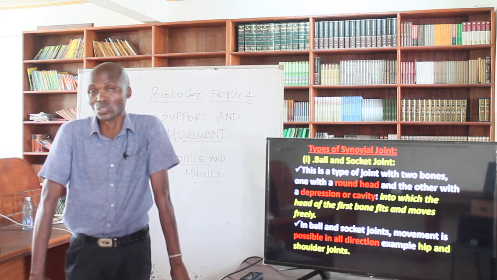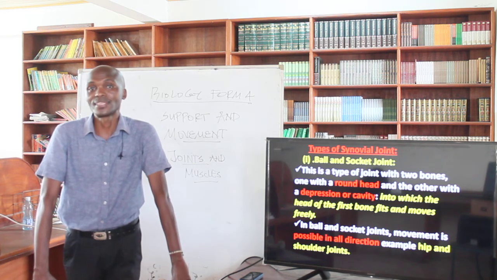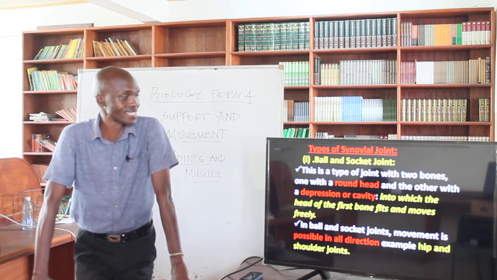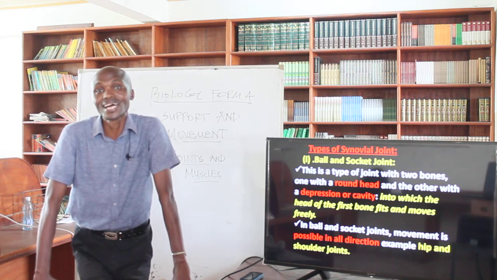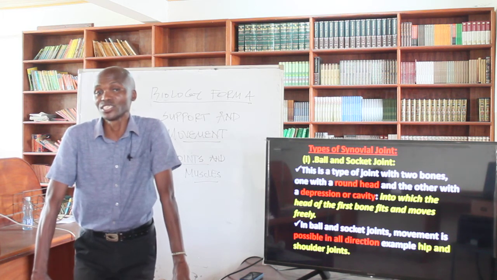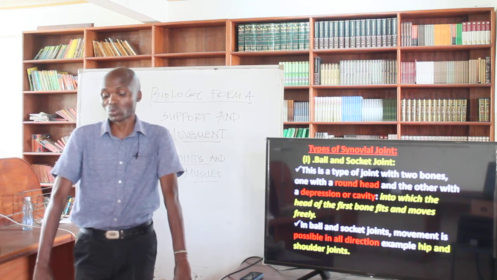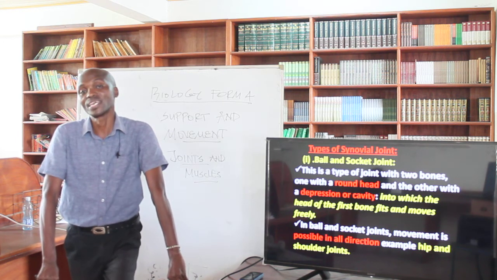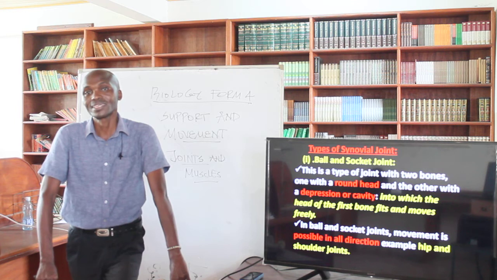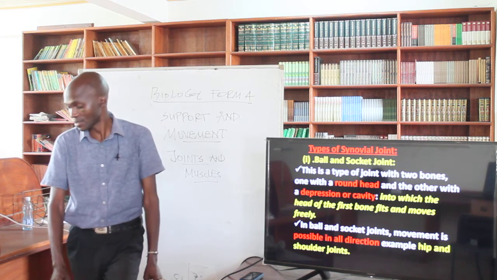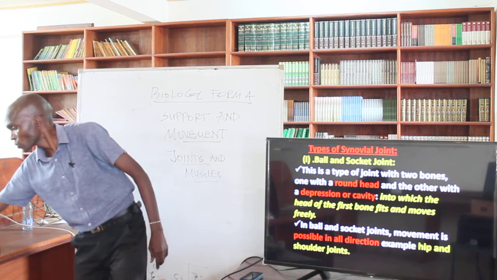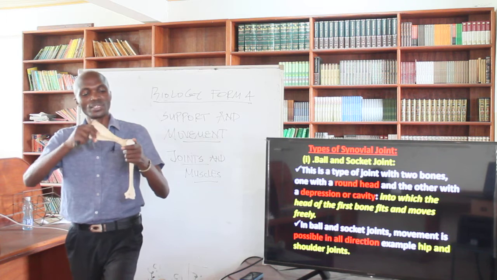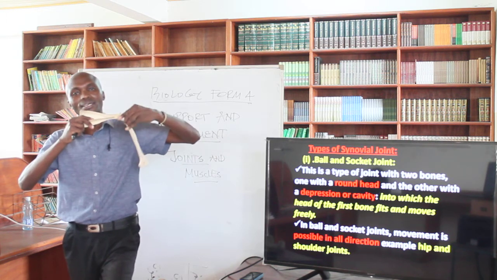Now, there are types of synovial joints. We have the ball and socket joints. This is a type of joint in which you have 2 bones, but one has a round head and the other one has a depression or a cavity into which the head of the first bone fits and moves freely. In a ball and socket joint, movement is possible in all directions. For example, the hip joint and the shoulder joint. The shoulder joint is where we have the glenoid cavity, so it allows movement in all directions.